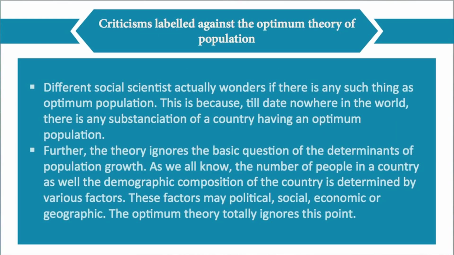Dear learners, let us now discuss a few of the criticisms labeled against the optimum theory of population. Now, different social scientists actually wonder if there is any such thing as optimum population. Why? Because till date, nowhere in the world is there any proof of a country having an optimum population, or rather there is no substantiation of a country having an optimum population.